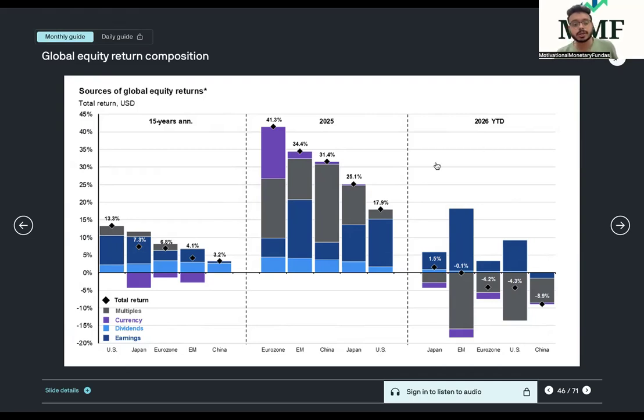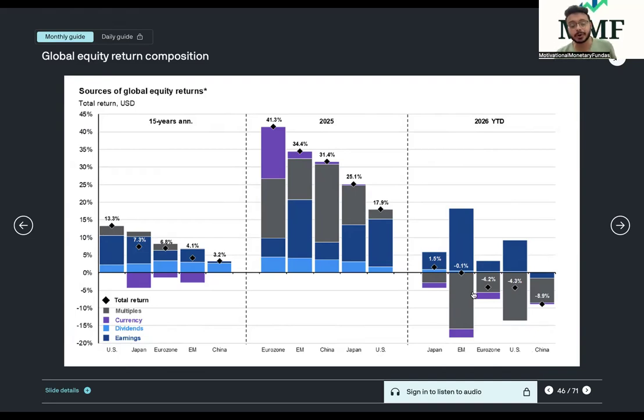What's the outlook in 2026? The Japanese market, it needs to be more earning driven. The EM market, again, more earning driven because the valuations have corrected a lot. The Eurozone being more earning driven. The US, again, more earning driven. China, earnings being negative and the valuations being negative.